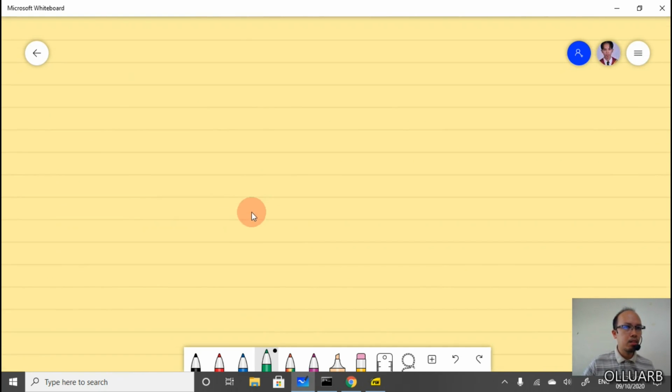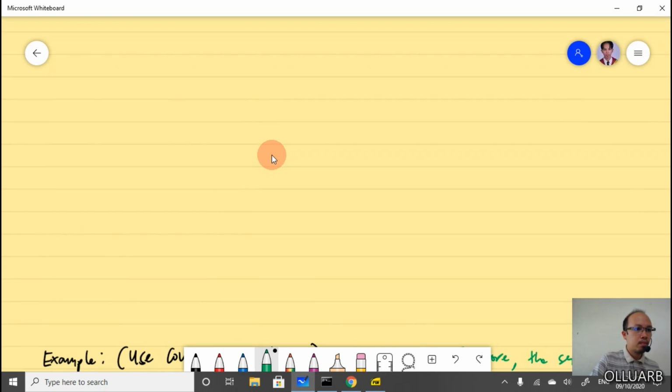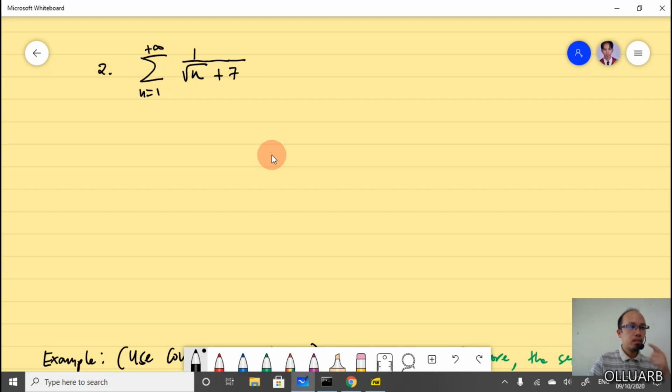Let's have an example for theorem 2. Example number 2. This series, 1 over square root of n, where n starts from 1 to positive infinity, plus, let's say, plus 7. Okay, so solution.